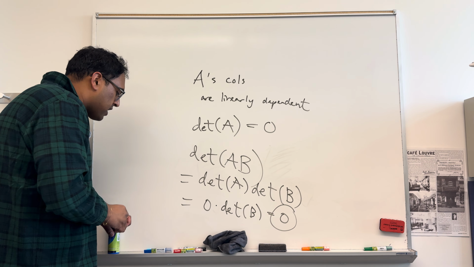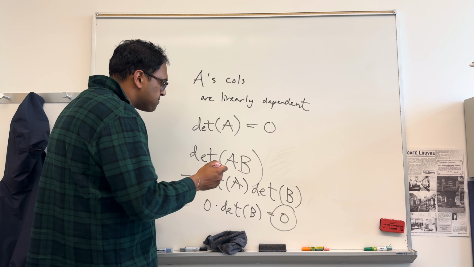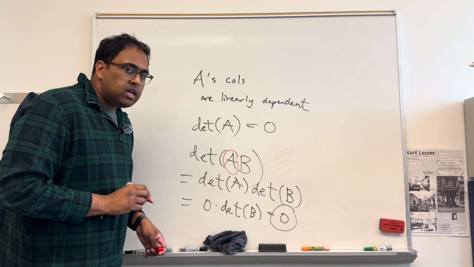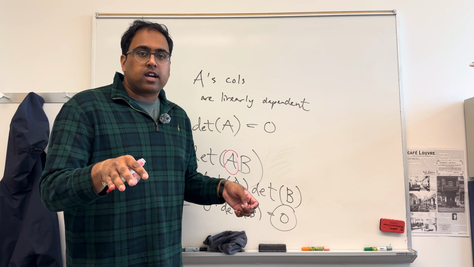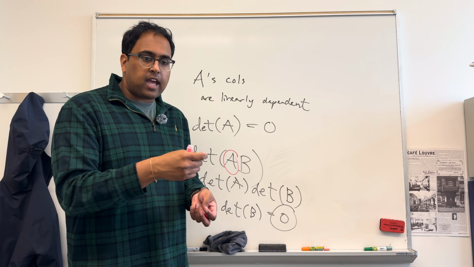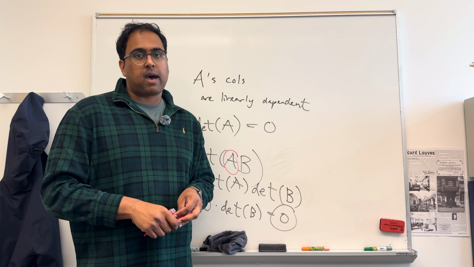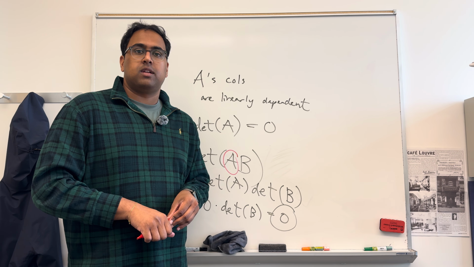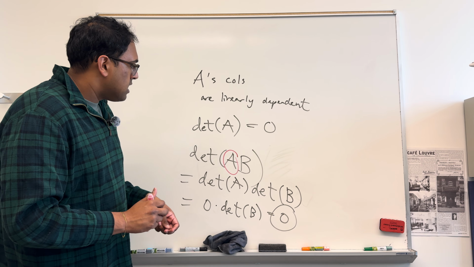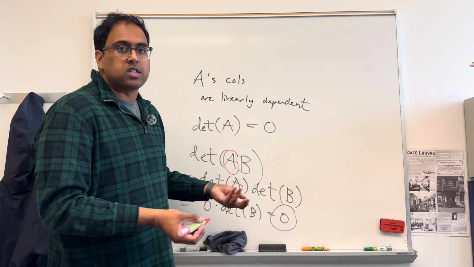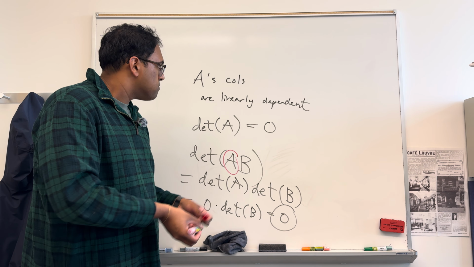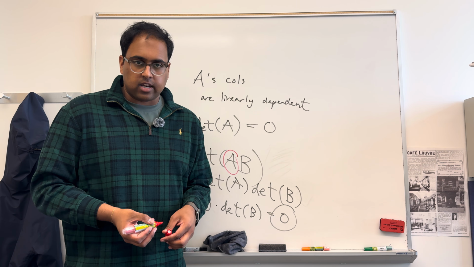So the bigger takeaway here is that if A has linearly dependent columns, well then so will any product involving A. So if you multiply A by any other matrix, whatever matrix you get back will also have linearly dependent columns. Okay? And you can use the determinant of the product being 0 to reason about that. Okay? So that's what happens when A's columns are linearly dependent.